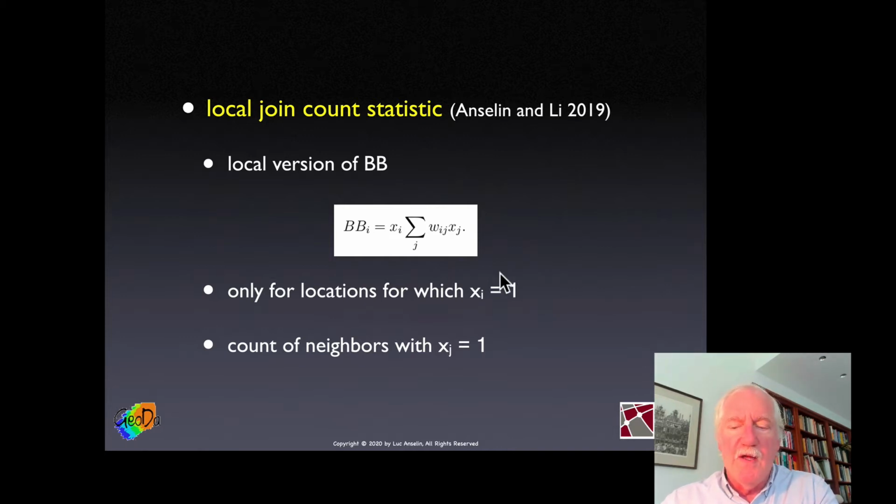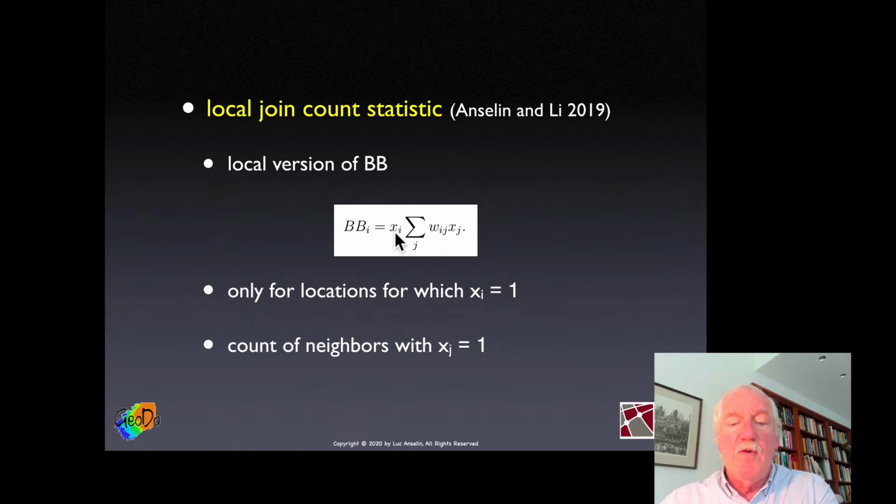I mean, we've already seen this. This looks exactly like a local Moran statistic. The only difference is that here the x at i and x at j only are 1 or 0, and the weights are not row standardized. They're in their original binary form. So what does this do?